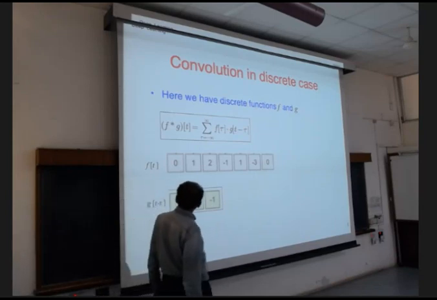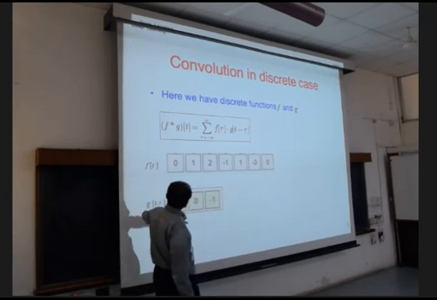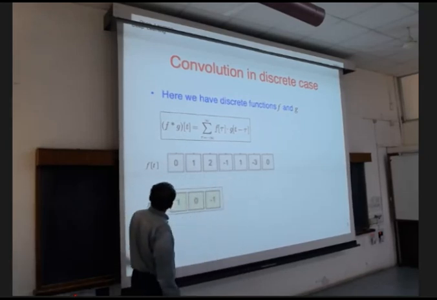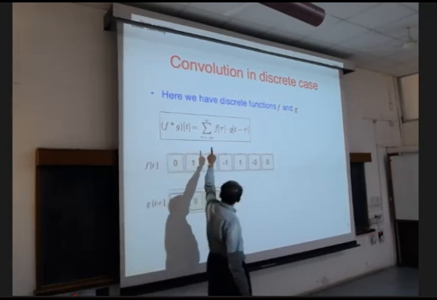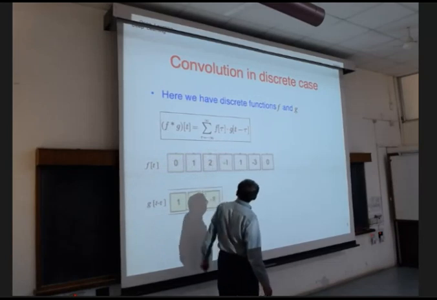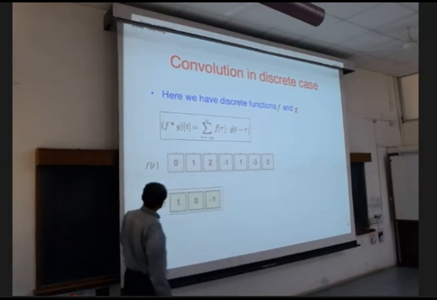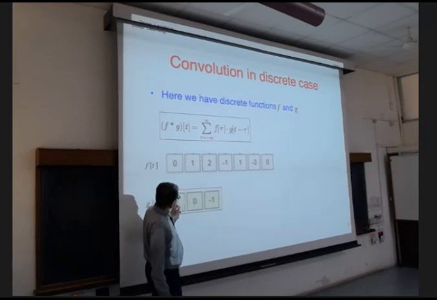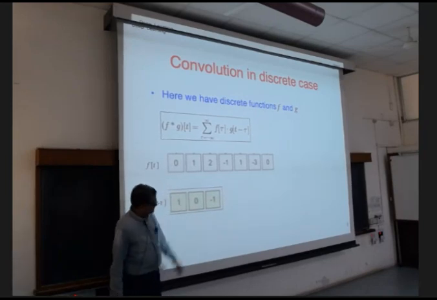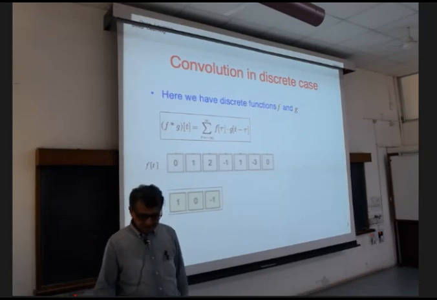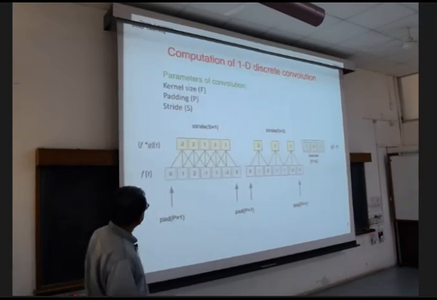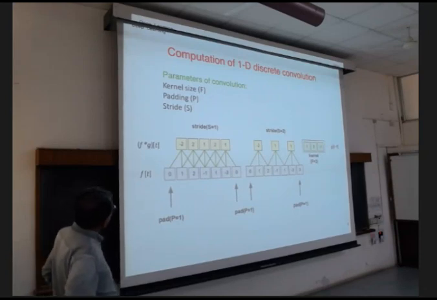Well, here is f of t, which is just a sequence of values over different points of time. Now, convolution is defined as a summation in this way, and then you would have a g function of t minus tau. This is the convolution kernel that's being passed over the other one. And so we are showing here the computation of a 1D discrete convolution.